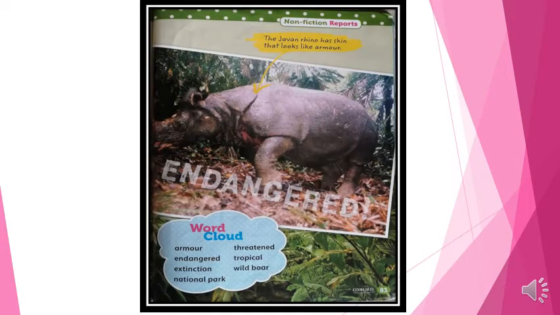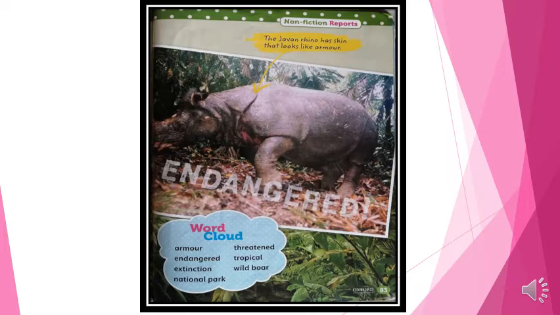Now come to page number 83 and let's read the caption with me. The Javan rhino has skin that looks like armor. So you can see in the picture that it is grey in color and there are folds on its skin. So it just looks like armor. You know what an armor is? Armor is the metal covering worn to protect the body in battles. They are worn by knights or you can say warriors. So its skin just looks like an armor.